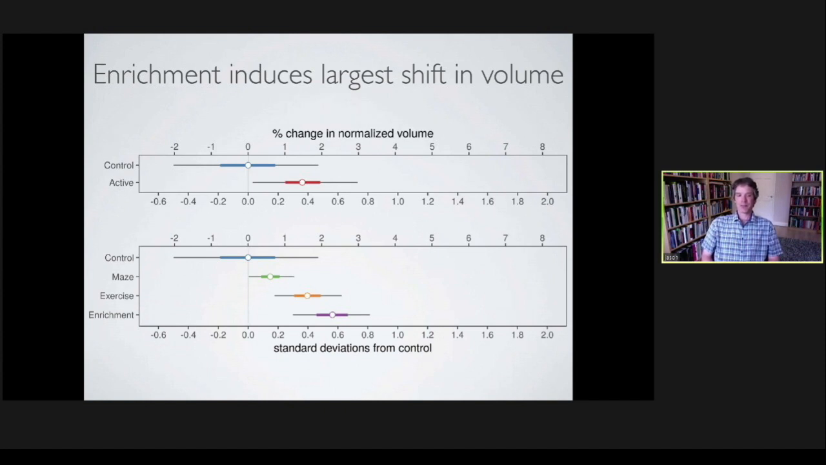As we look at the different sub-studies, we can see that the effect scales with the type of intervention. With maze training giving a change of slightly less than 1%, or about 0.15 standard deviations, exercise about 1.5%, and enrichment a bit over 2% volume change, or a bit over 0.5 standard deviations.